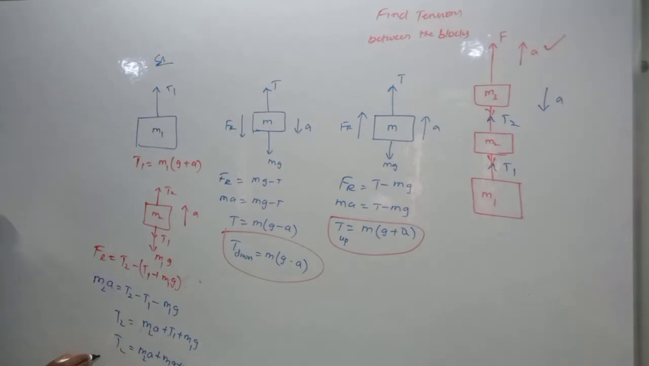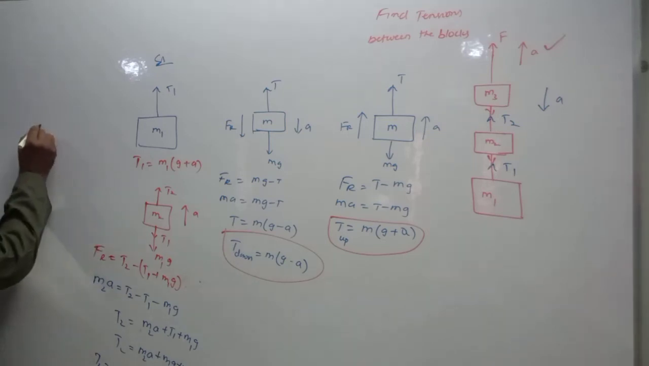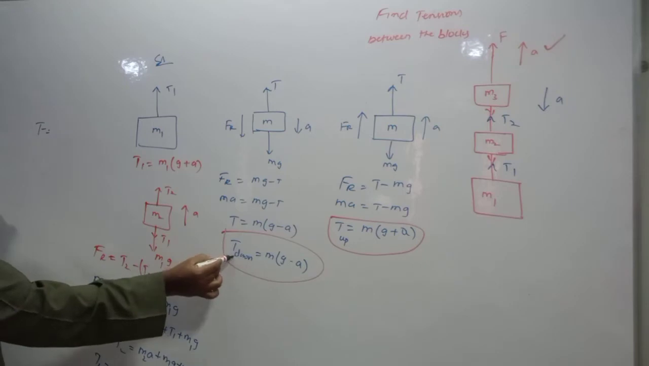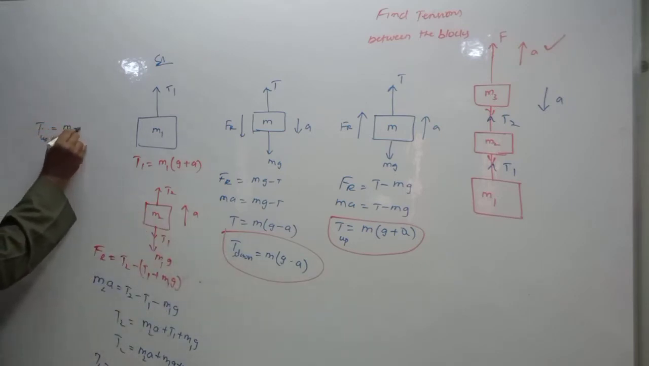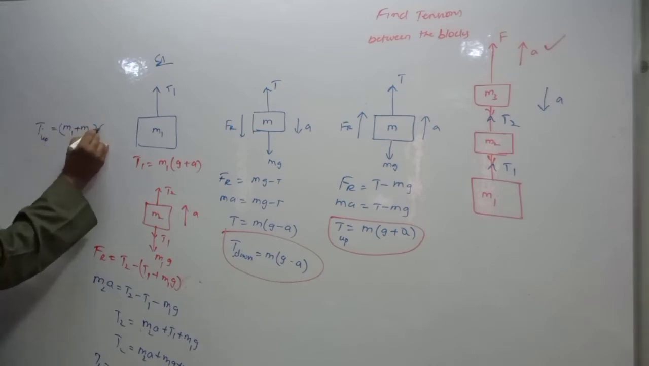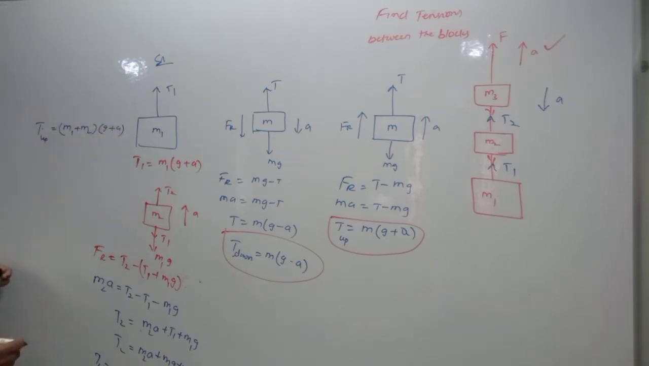So from this what are you going to get now? T2 is equal to how much you will get now? a into M1 plus M2. Okay. So can you write the final step like this? I'll write the final step by using this shortcut. T up can be written as M1 plus M2 into g plus a. Can you write like this?